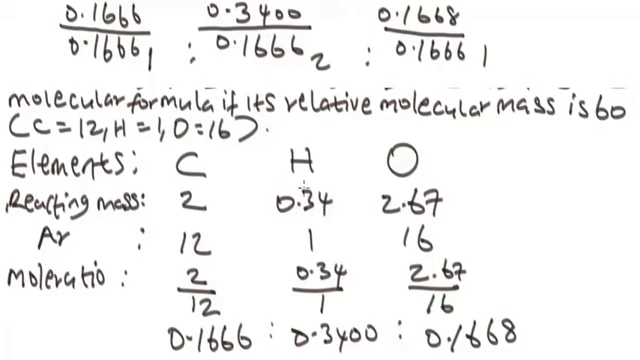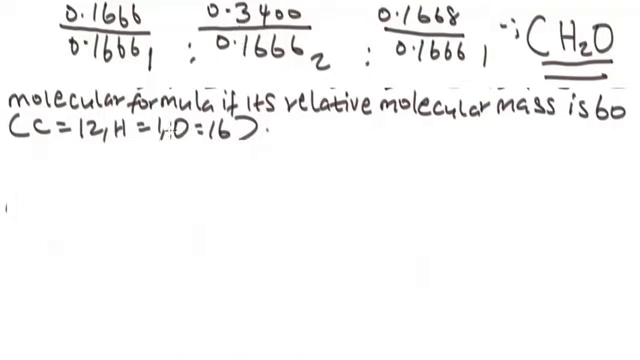Now that we have gotten this, our empirical formula will be: for carbon we have the molar number to be 1, for hydrogen we have the molar number to be 2, and for oxygen we have the molar number to be 1. So this will be the empirical formula for this compound. Now let's wipe down some parts and solve for the molecular formula.